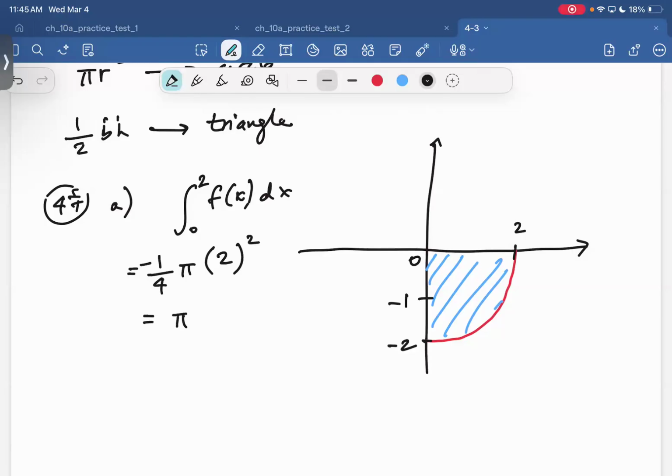And then these should be negative. What's that on the top bar? It's supposed to say 47. Oh, my thing is glitching. Okay, so the answer is negative pi, negative because it's below the x-axis, and you just find the area using geometry.